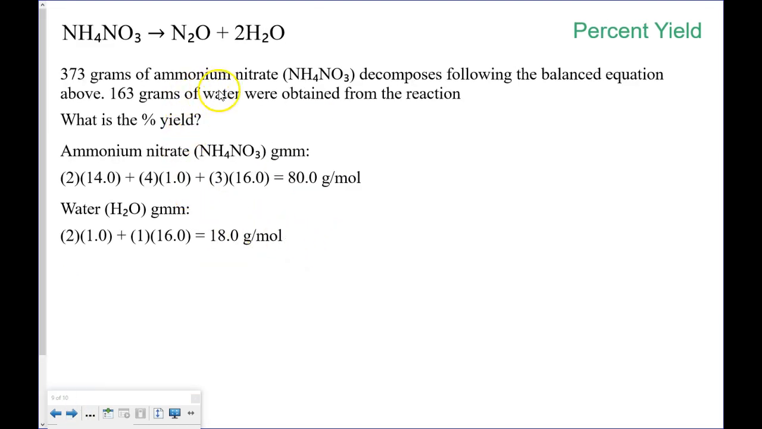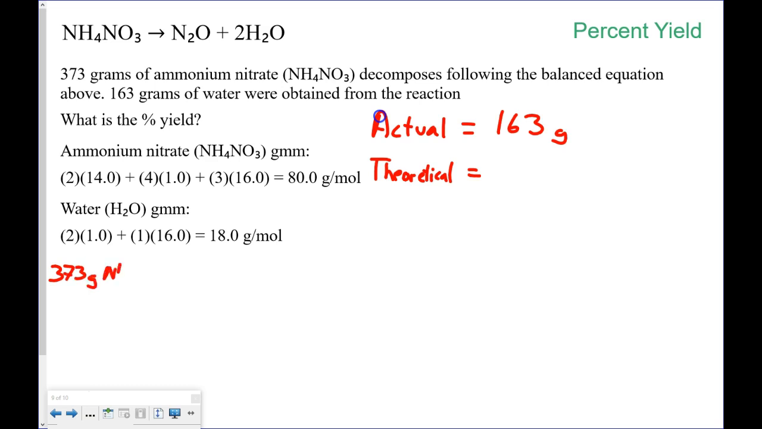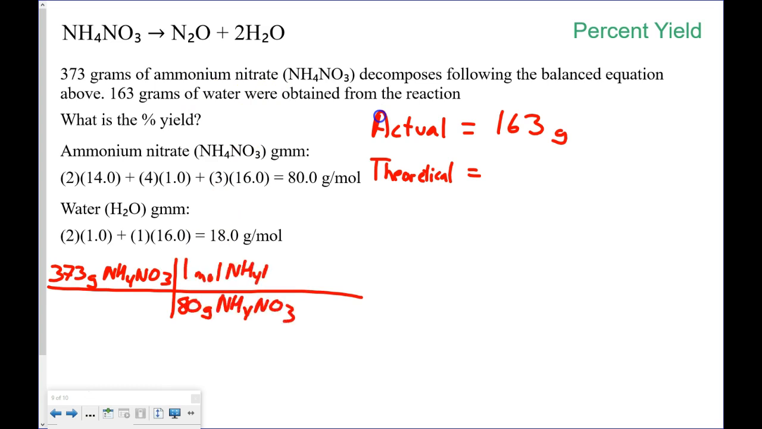All right, ammonium nitrate is going to decompose into this equation. I'm going to get 163 grams of water from this breakdown right here. So 163 grams of water is going to be my actual yield. The theoretical is what I'm going to be looking for. So I start with 373 grams of ammonium nitrate. I need, of course, to convert that into moles using the gram molecular mass here, where 80 grams of this is equal to 1 mole.